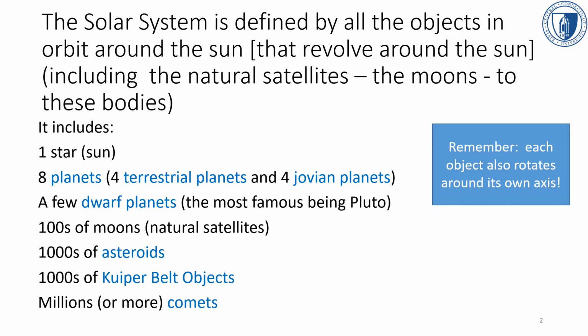So if we do an inventory, we have one star, that's the sun. We have 8 planets, 4 terrestrial, 4 jovian. We have a handful of dwarf planets, the most famous being Pluto. We have hundreds of moons, thousands of asteroids, thousands of Kuiper belt objects, and millions or perhaps billions of comets. And each object not only revolves around the sun, but it also rotates on its own axis.